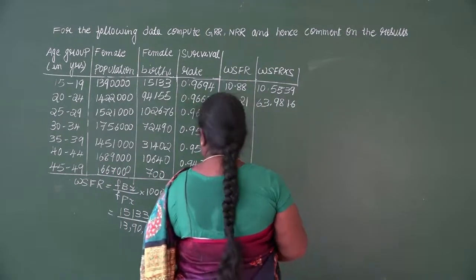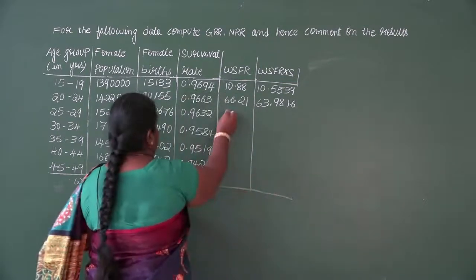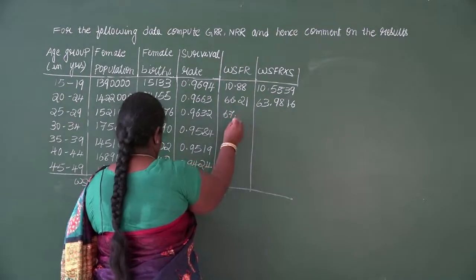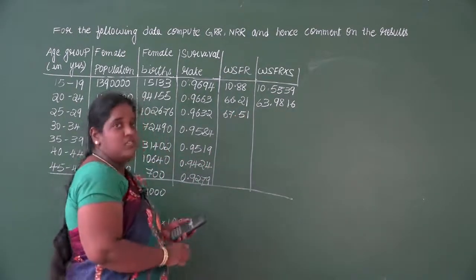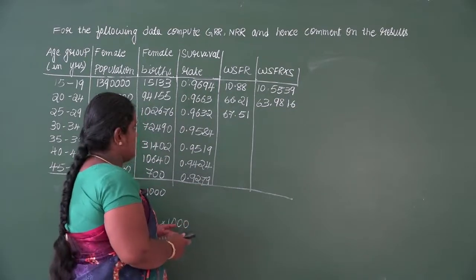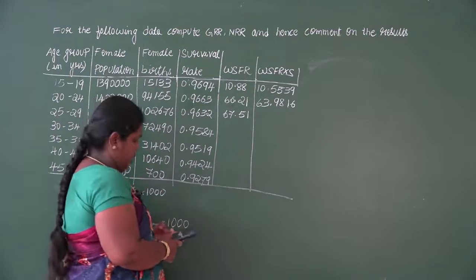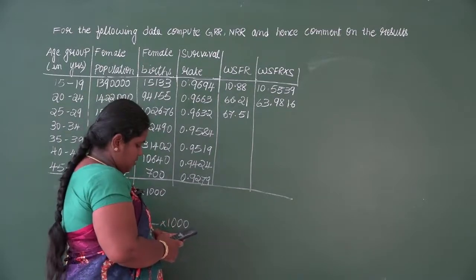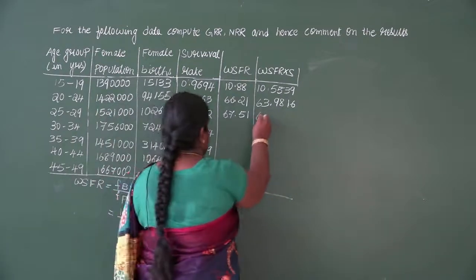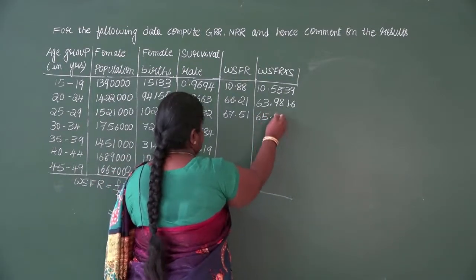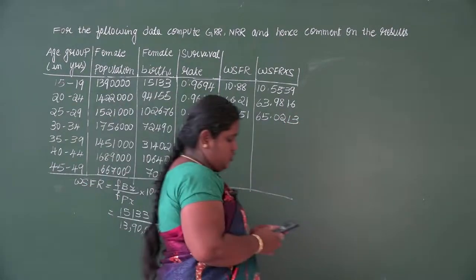Next, 1,02,676 divided by 15,21,000. It is 67.51. I got it as 505, so I have approximated it to a 2-digit number, so I am taking it as 67.51. Then multiply with the survival ratio, we'll get 65.0213.